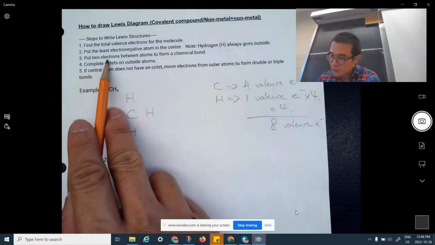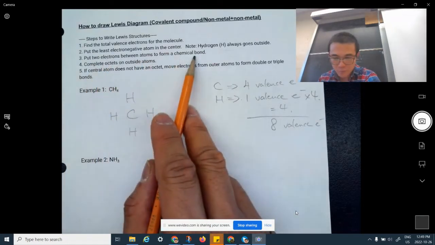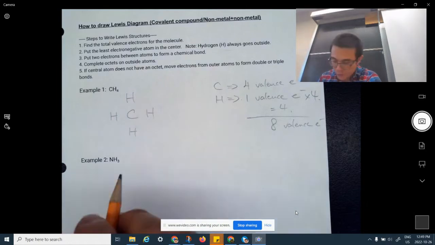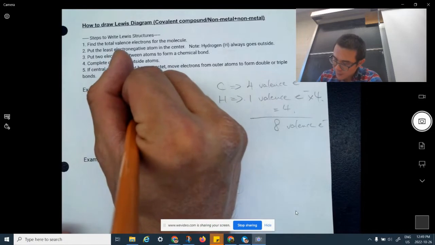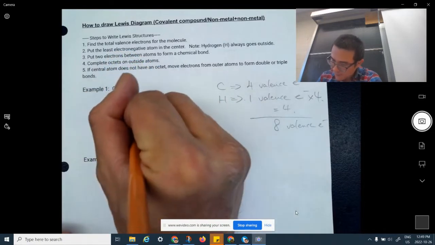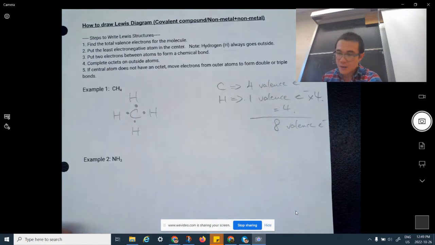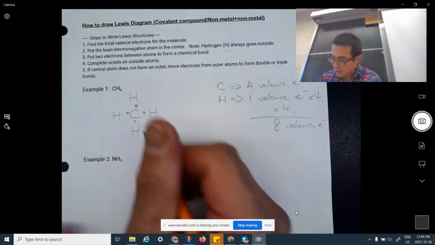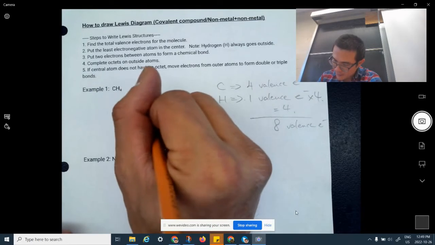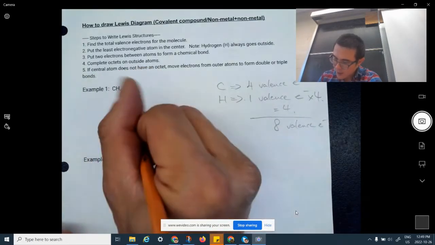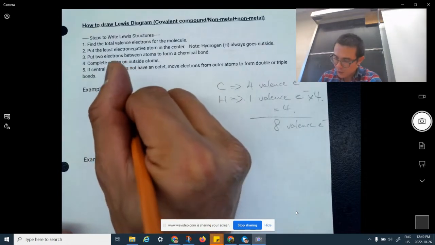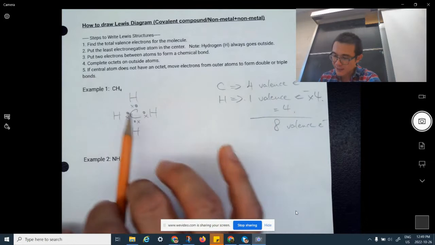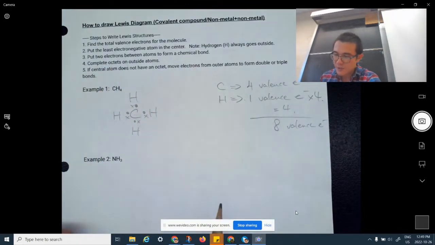Hydrogens are always outside. Put 2 electrons between the atoms to form a chemical bond. Now, what I do want to deviate a little bit is this. Carbon has 4 valence electrons, so carbon will have these 4 valence electrons. Hydrogen has 1 valence electron each. So I'm going to put 1 here between this hydrogen and this carbon, this hydrogen and this carbon, this hydrogen and this carbon, and this hydrogen and this carbon. So basically 2 electrons between the atoms to form bonds, complete the octet on the outside atoms.